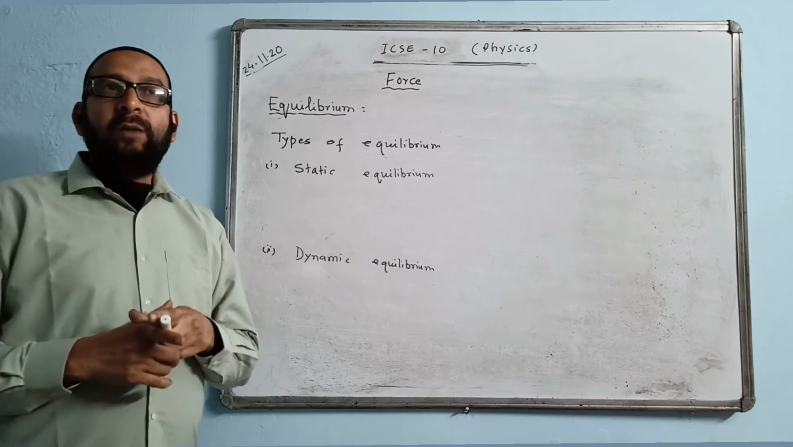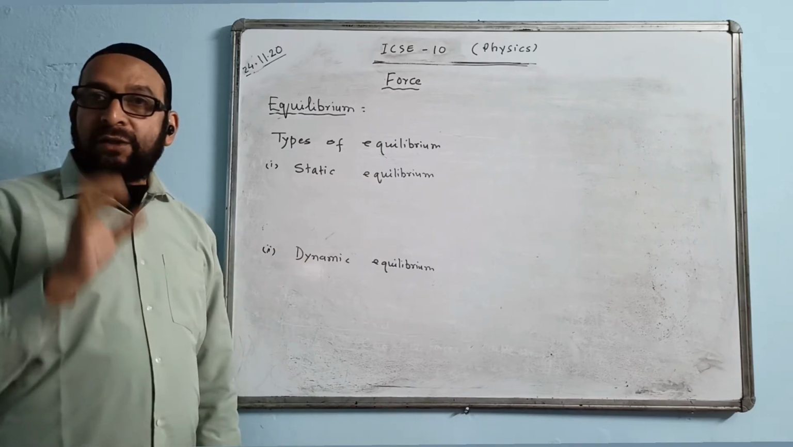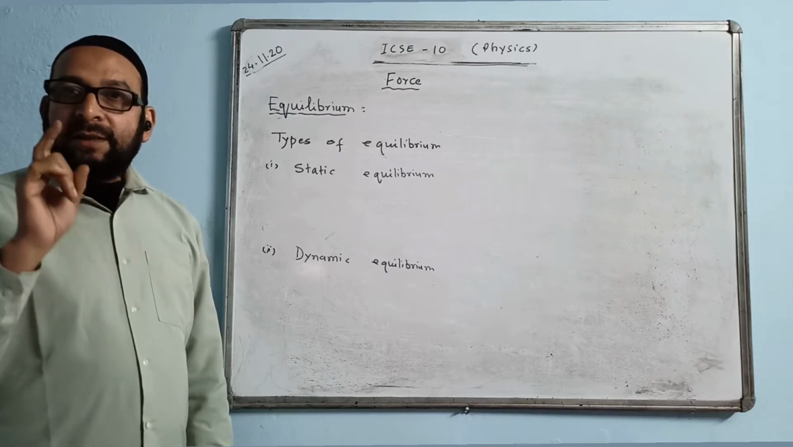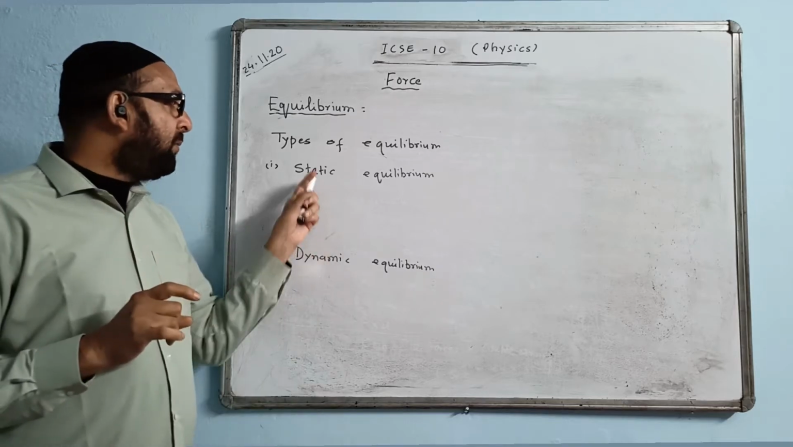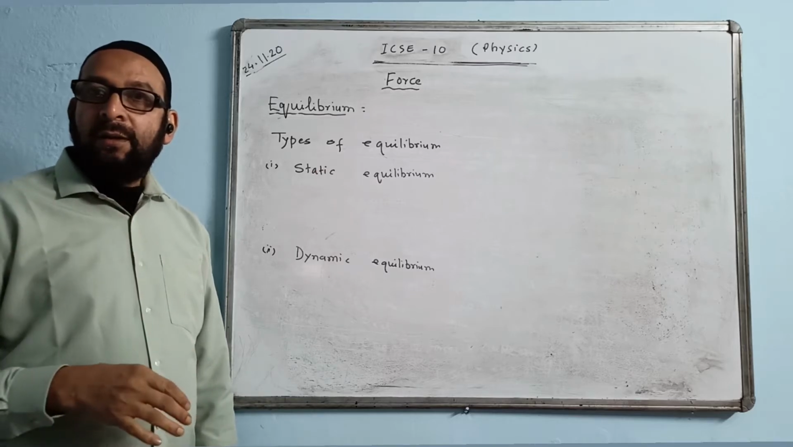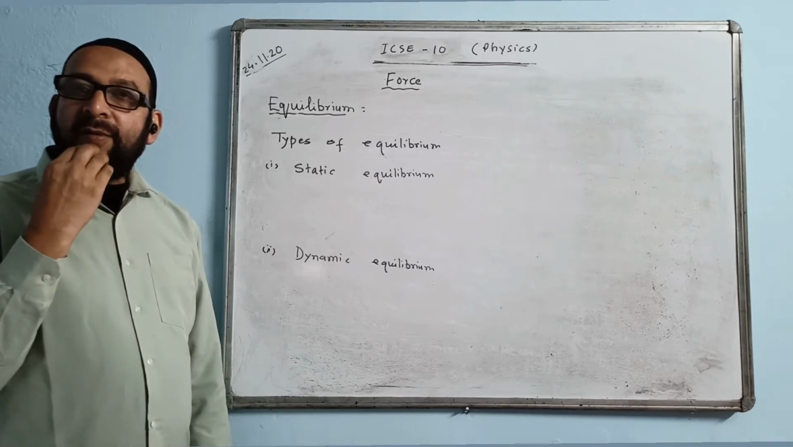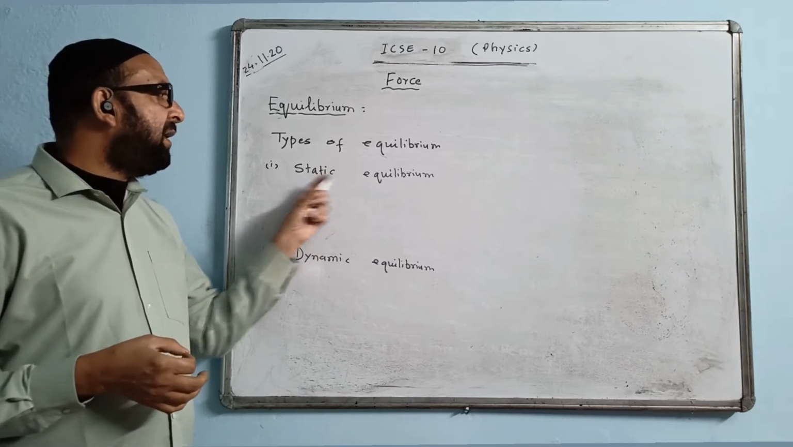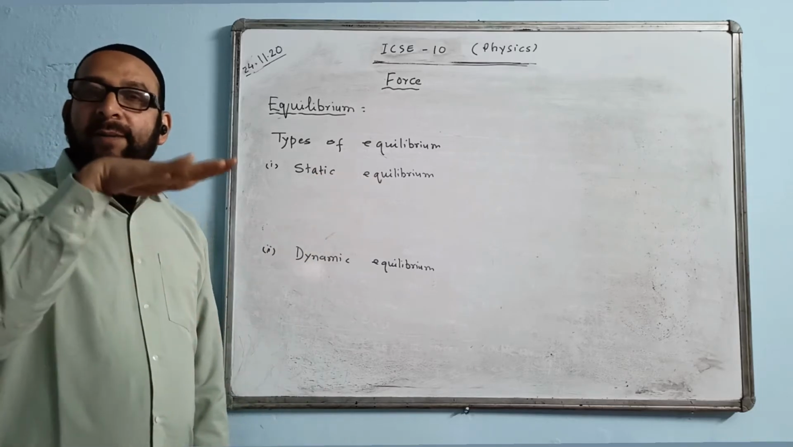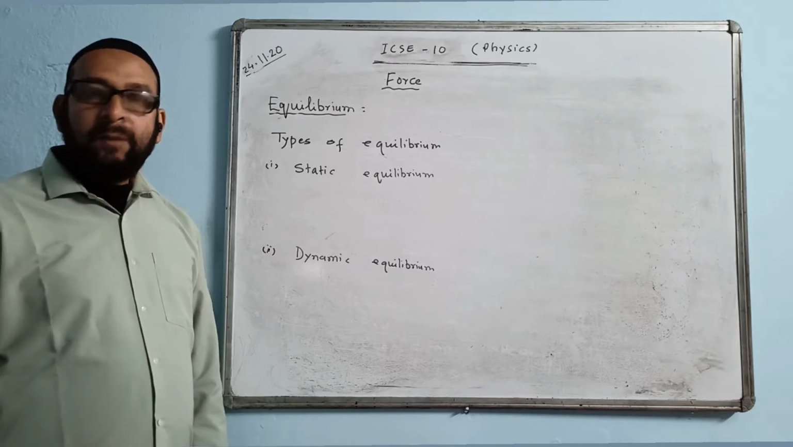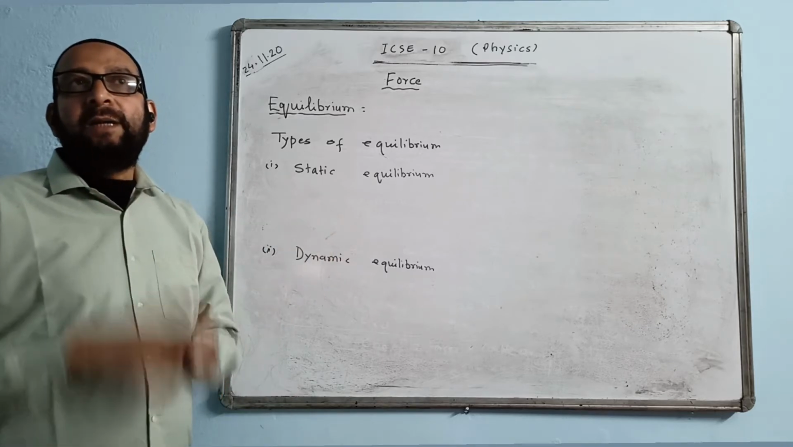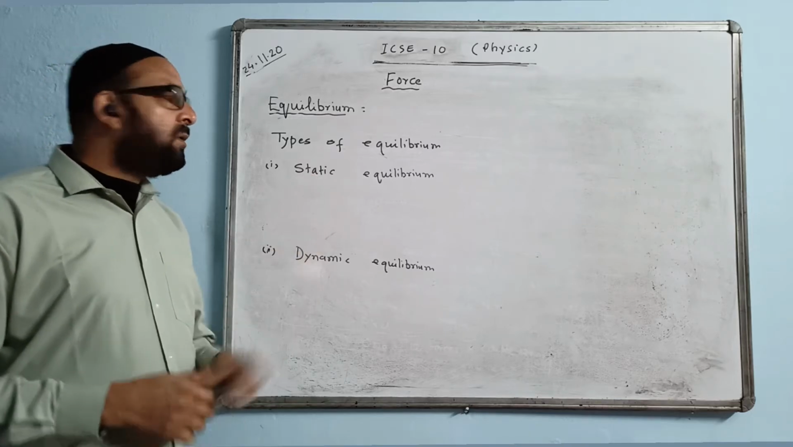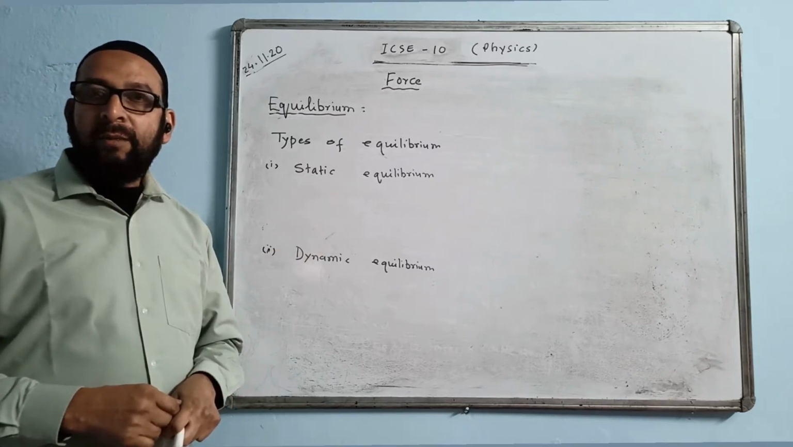Here, what is static equilibrium? We say, when the state of rest of a body does not change under the influence of several forces acting on it, then the body is said to be in static equilibrium. The body will remain at rest. Though various forces may be acting on it, yet the body will remain in the state of rest. Such an equilibrium is called static equilibrium.